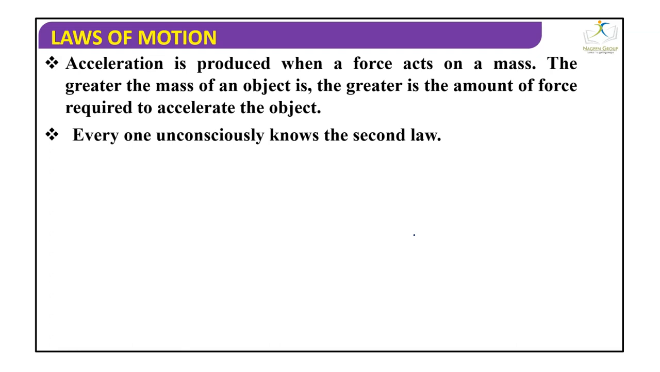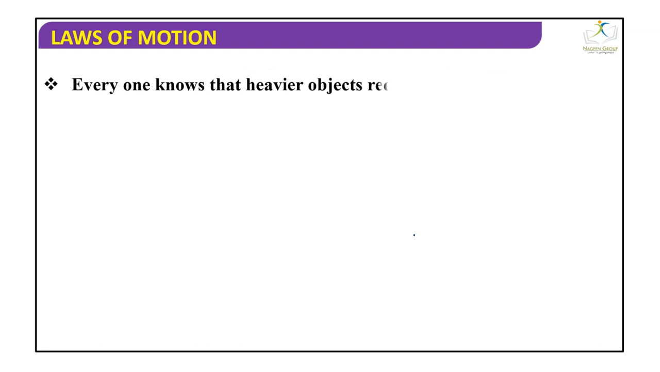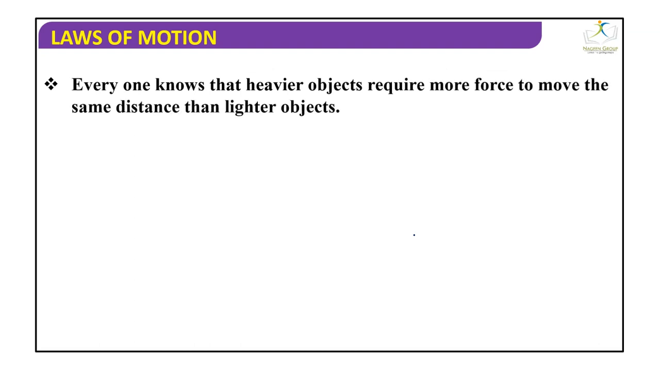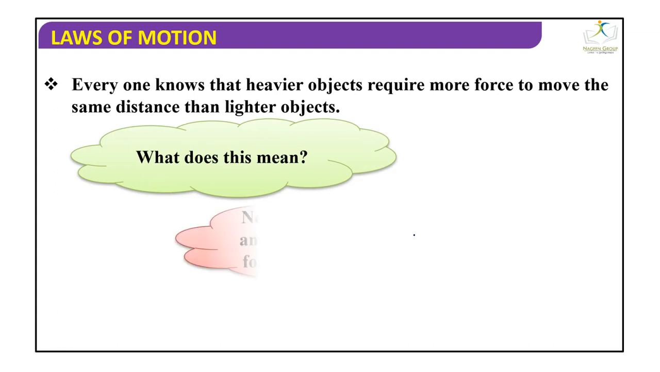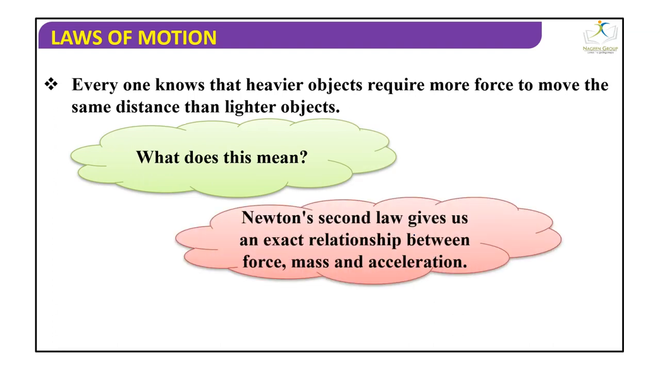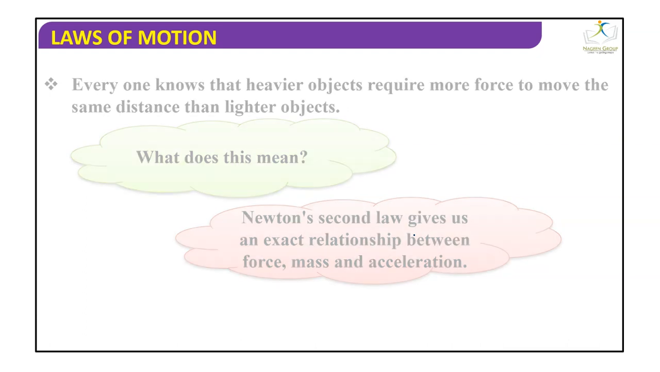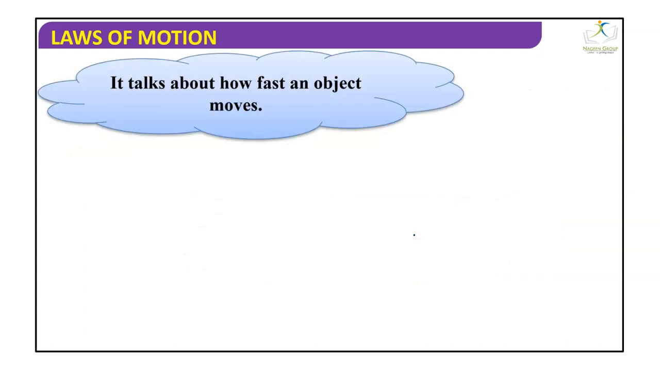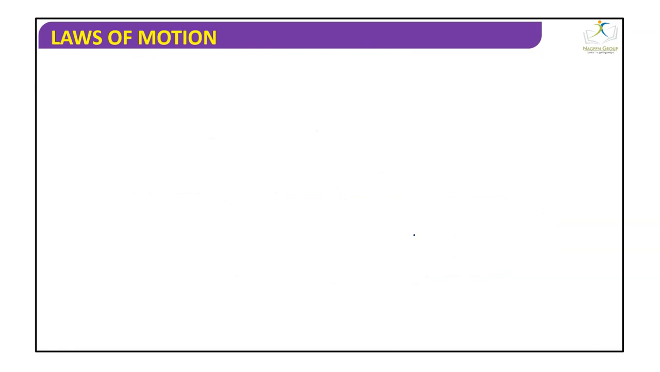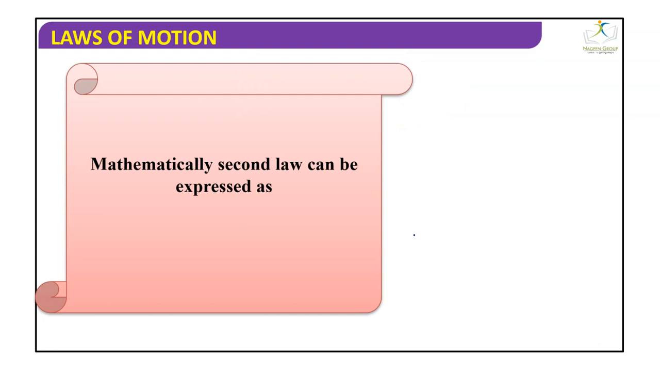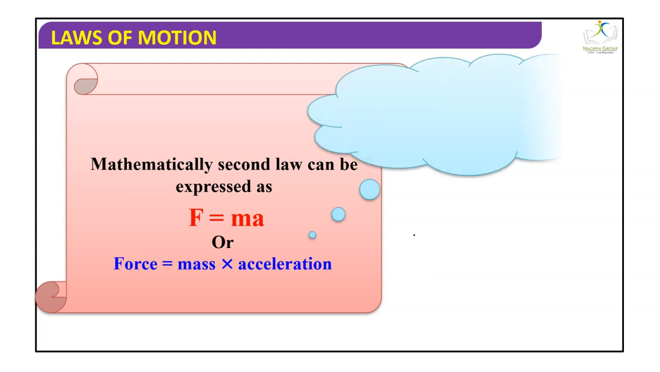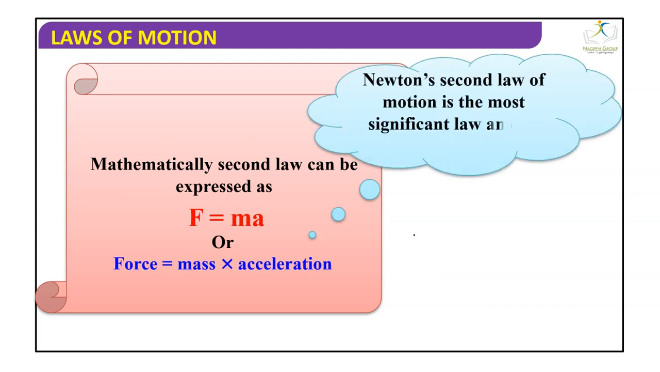Everyone unconsciously knows the second law. Everyone knows that a heavy object requires more force than a lighter object. What does it mean? Newton's second law gives us the exact relationship between force, mass and acceleration. It talks about how fast an object can move. Mathematically, the second law equation is expressed as F equals ma, that means mass into acceleration. Newton's second law of motion is the most significant law among all the laws of motion.